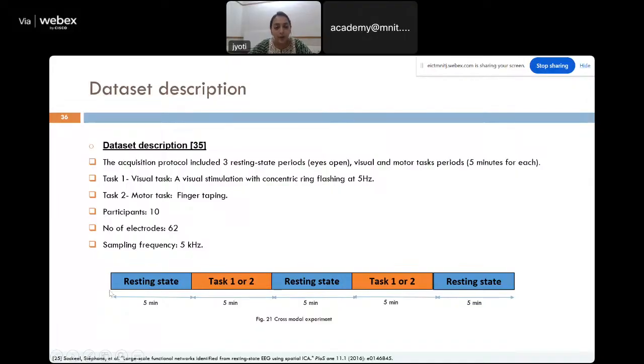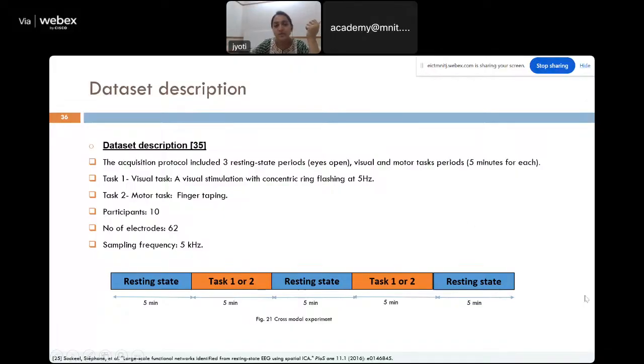Here, for 5 minutes, the person was in resting state. For the next 5 minutes, there were two tasks. Task one was a visual task: a visual stimulus with concentric rings flashing at 5 hertz. Task two was a motor task, finger tapping. So either task one or task two was performed. Then for the next 5 minutes, the person was again in resting state. Then for the next 5 minutes, either task one or task two was happening. So this was the complete set.